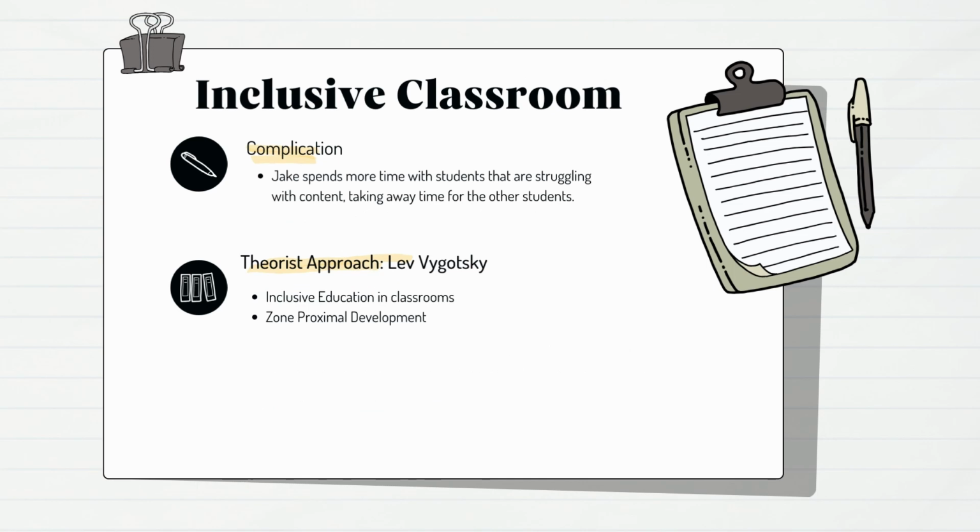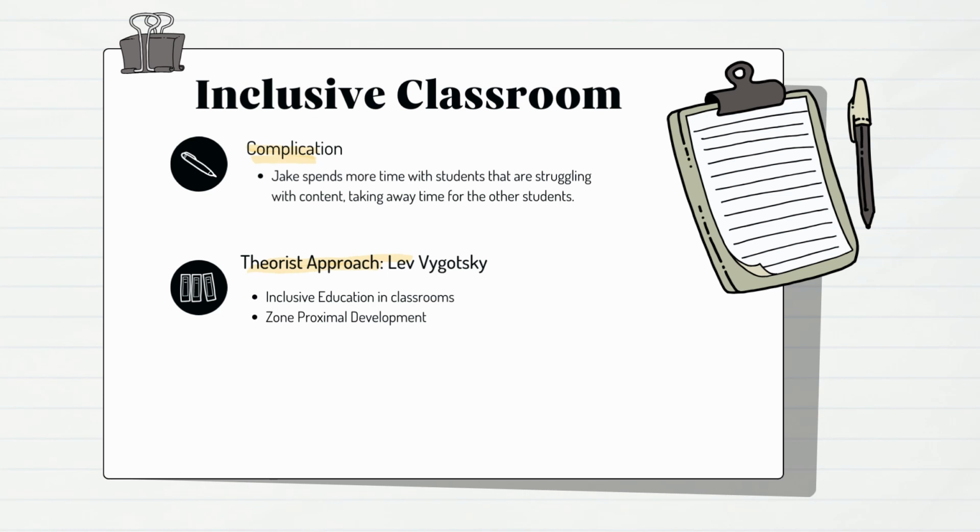As stated in the case, Jack tends to spend more time with the students that are struggling with content, taking away time for other students. Although the attentive care for these students can be seen as a positive teaching method, focusing on particular students promotes exclusion in the classroom.